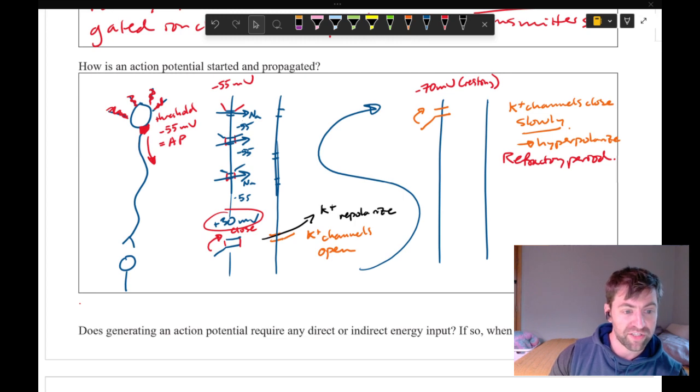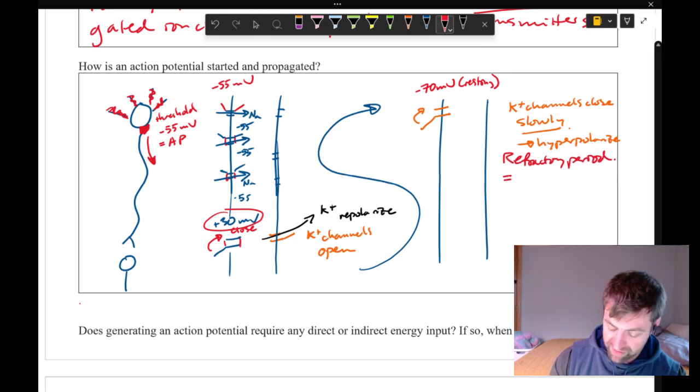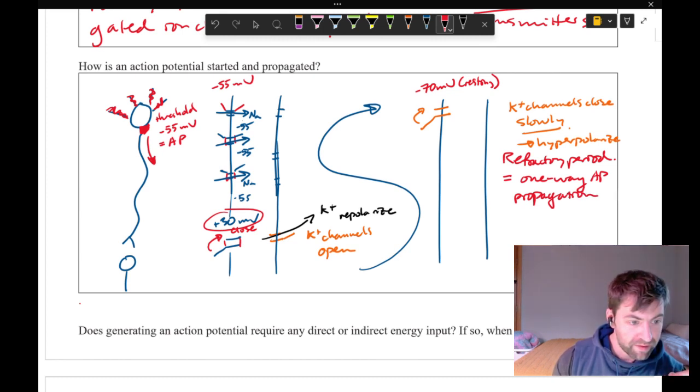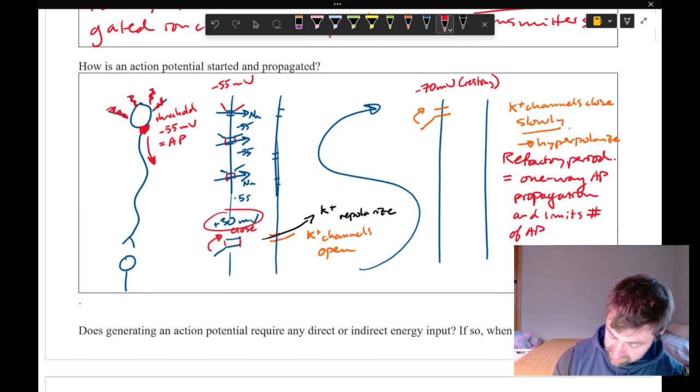The refractory period also helps explain why action potentials only travel in one direction. So the refractory period is important for one-way action potential propagation and limits the number of action potentials per unit time.